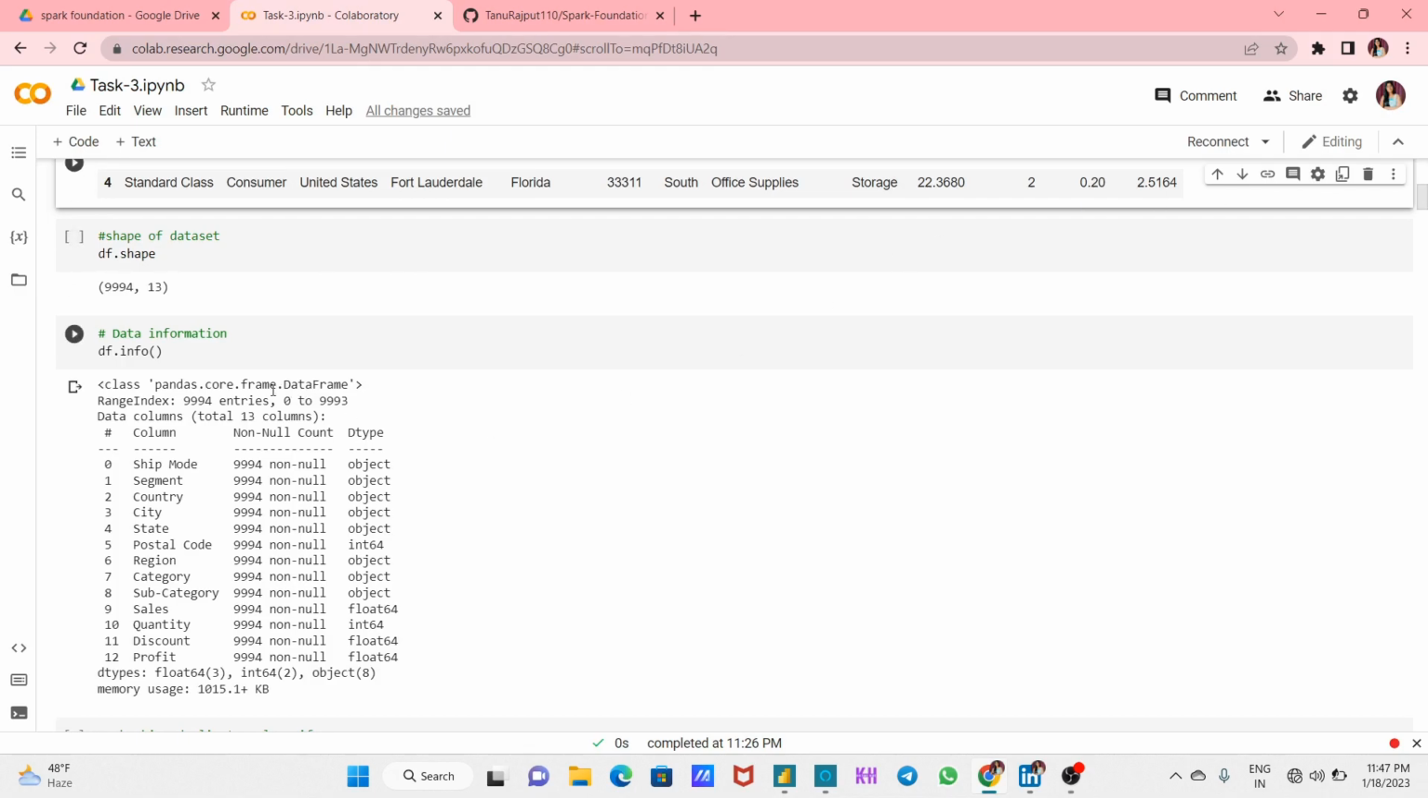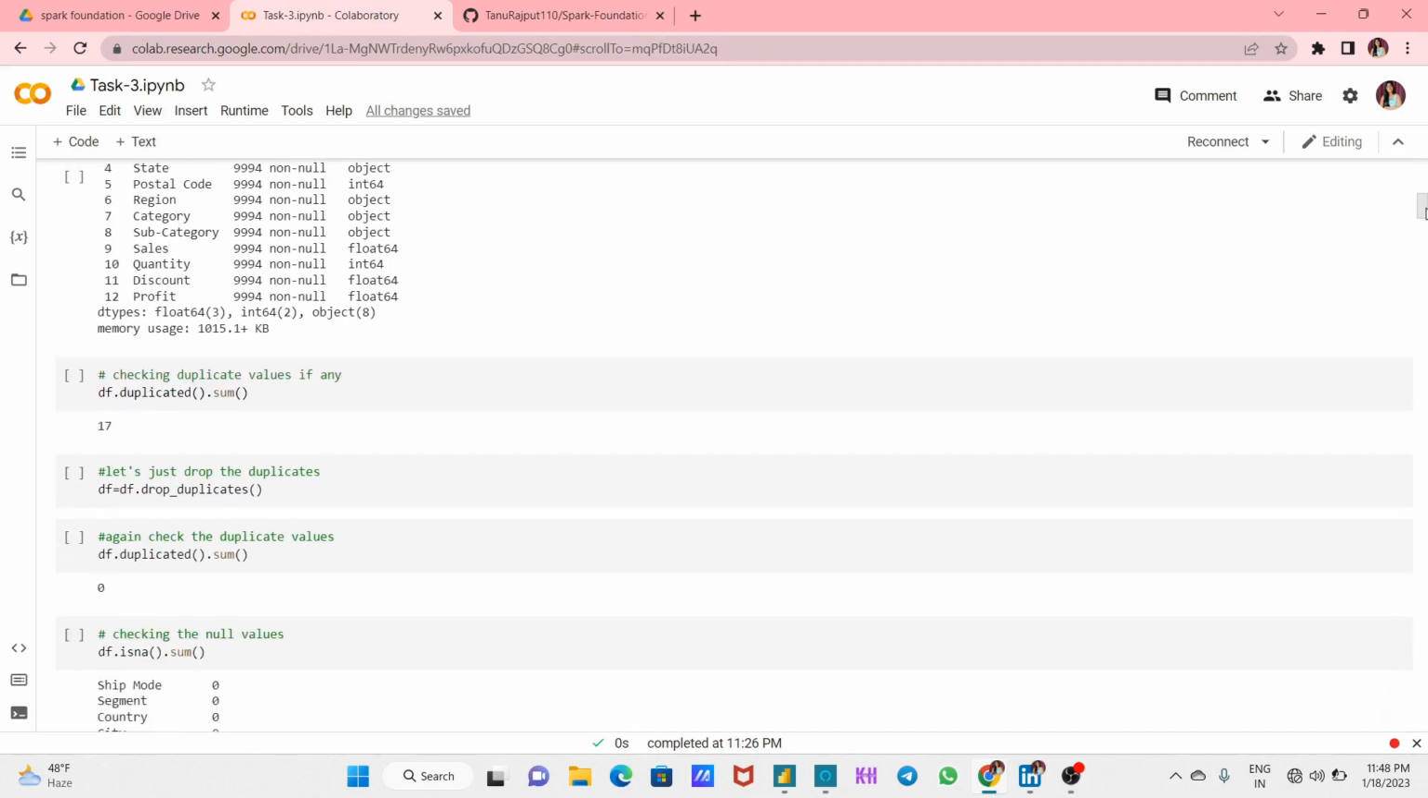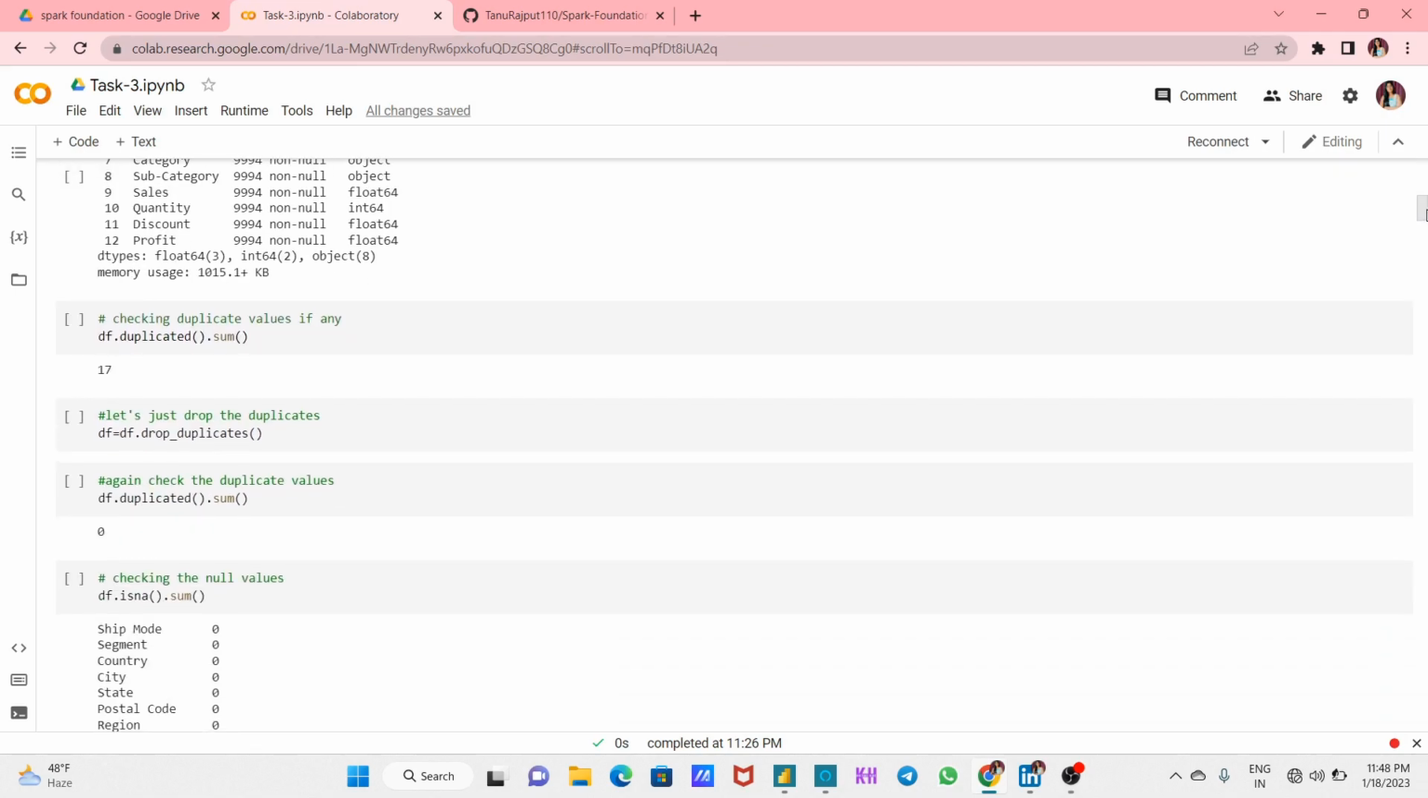Let's see the information of the data. Here I have used the info function to get all the information, like all the null value counts and data types of all the columns. So here we have no null values, and here are all the data types of each column.